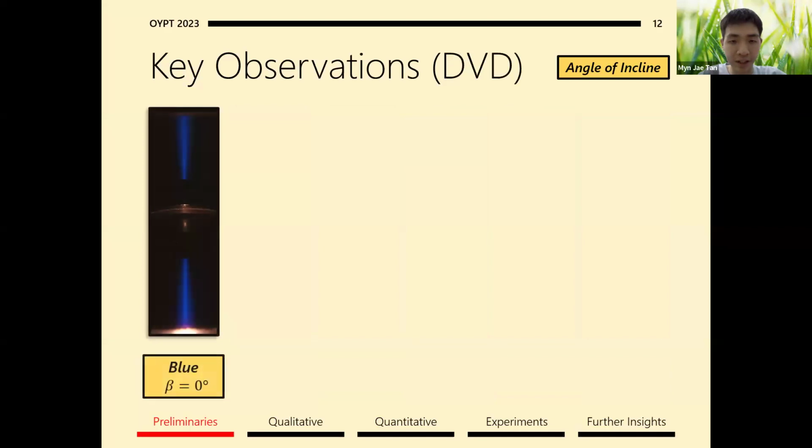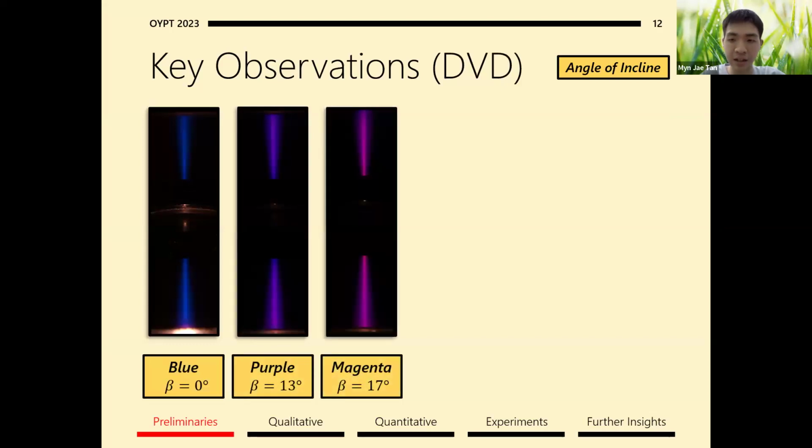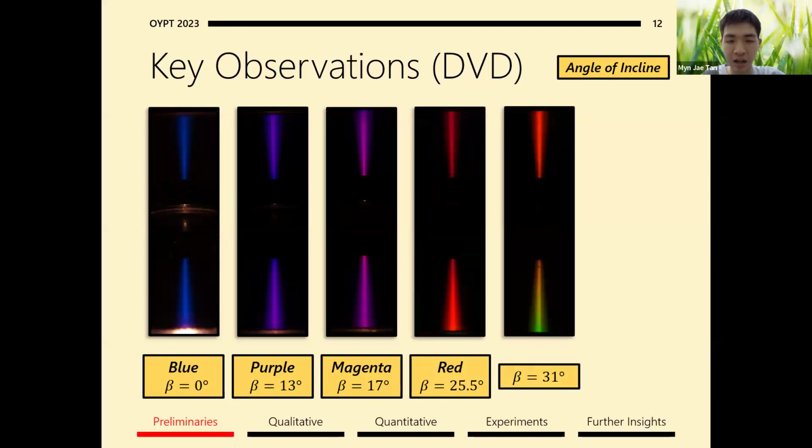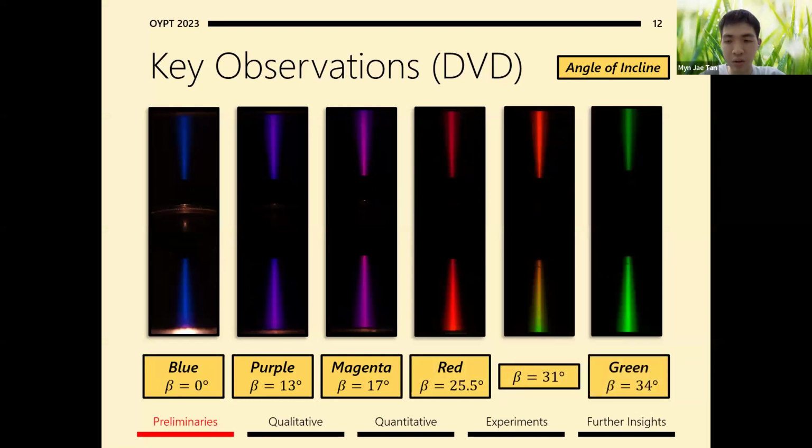As for the DVD, when it is tilted at 0 degrees, we can see that a blue line will be formed, and then when we increase the tilt angle, it turns purple, then to magenta, before changing back to red, and then eventually turning back to green. So this shows that the green line, like in the problem statement just now, is possible in CDs and it's also possible in DVDs as well.